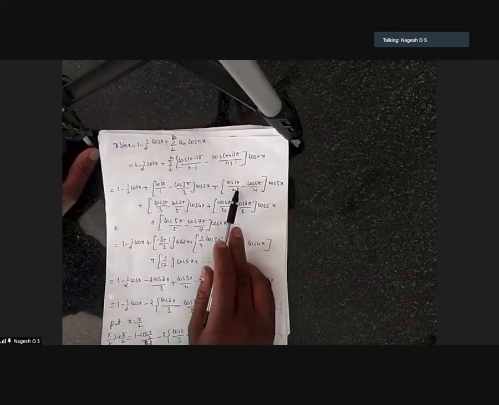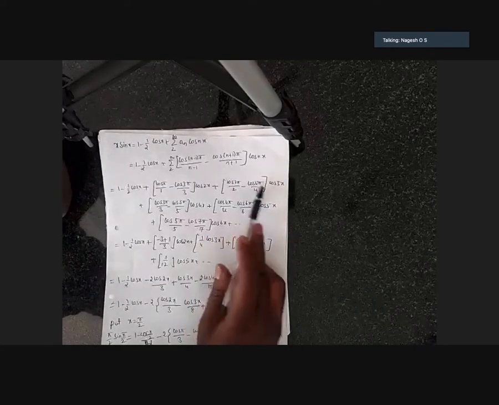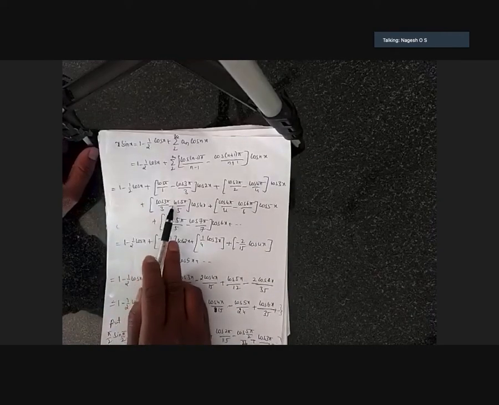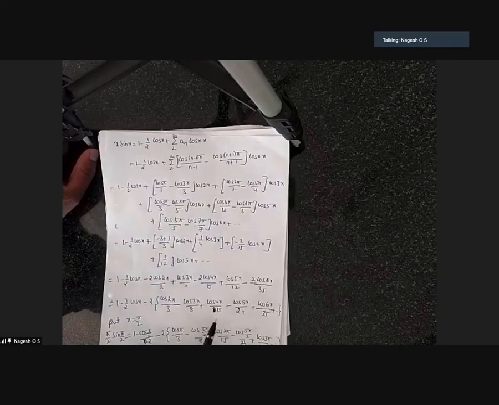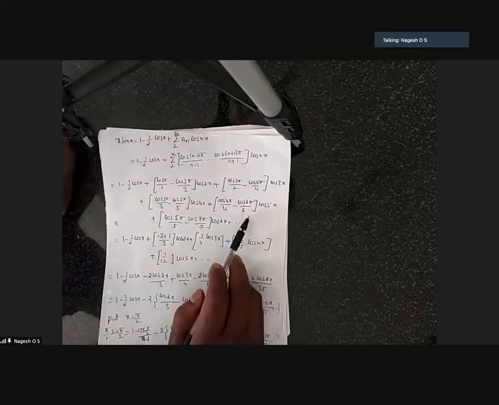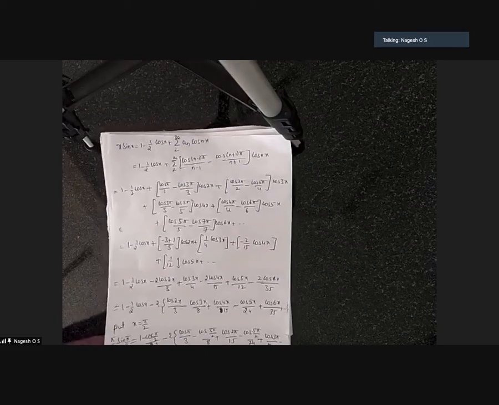Next, in this, similarly, cos 2 pi is plus 1. Cos 4 pi is plus 1. 1 by 2 minus 1 by 4. Take LCM, you will get 1 by 4. Next, in this, minus 1 by 3 plus 1 by 5. Take LCM, you will get minus 2 by 15. Similarly, take here, it is 1 by 4 minus 1 by 6. Take LCM, you will get 1 by 12.